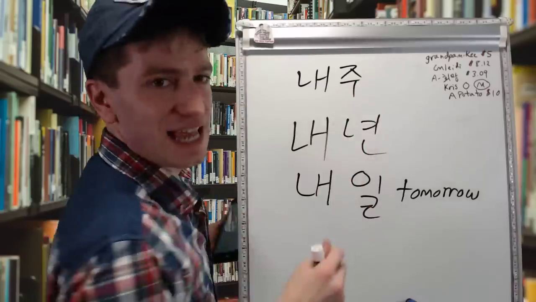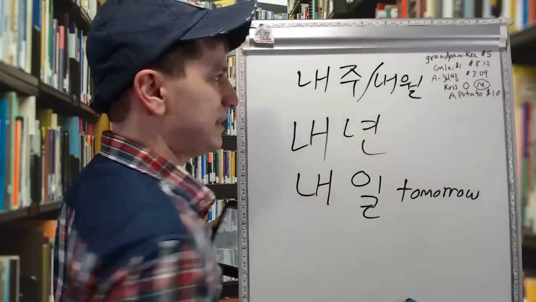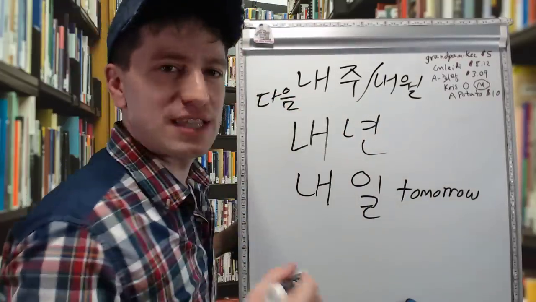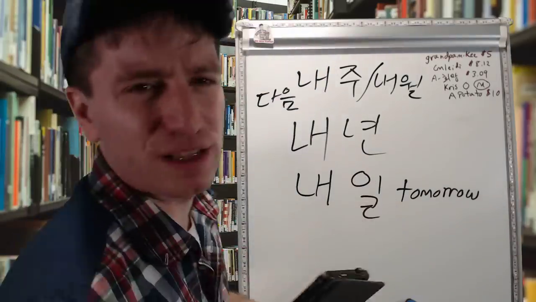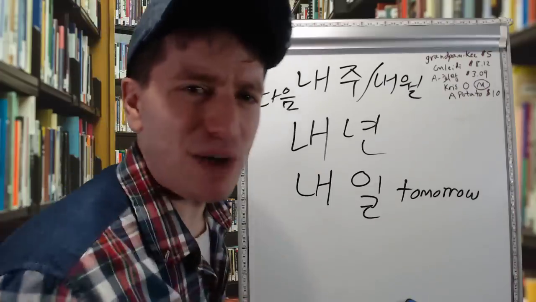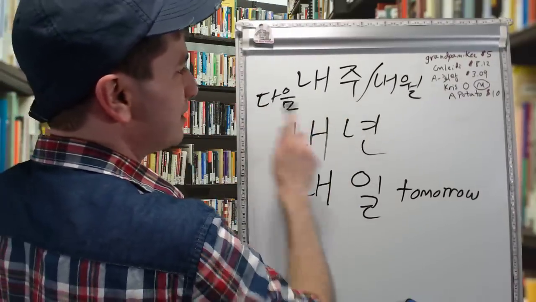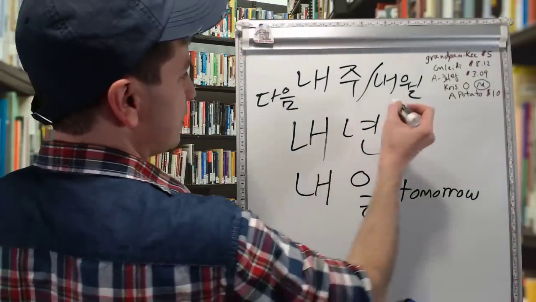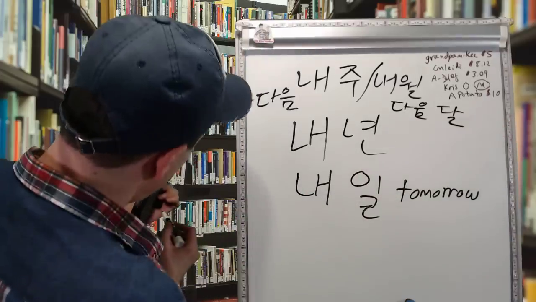내주, they don't use 내주 and they don't use 내월. They actually use 다음 for these cases. So it doesn't mean that they're going to use the next, it doesn't mean that every single possibility can be combined. In this case, it's more common to say 다음 주, 다음 달 for month. 달 is a pure Korean word, 다음 달, next month, and 다음 주.